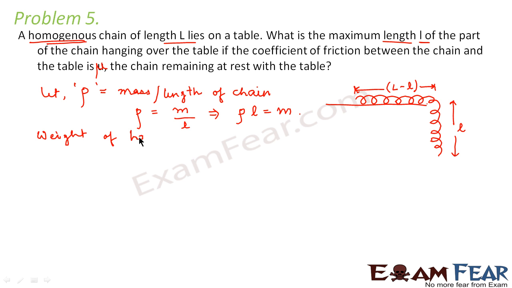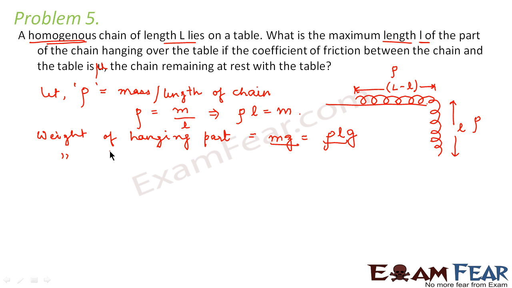Considering this relation, what would be the weight of the hanging part? Generally, the weight of any object which is towards the ground is mg. Now what would be the mass of the hanging part? Because the density is rho for all the parts, the mass of the hanging part would be rho into l. So the weight of the hanging part is rho lg.